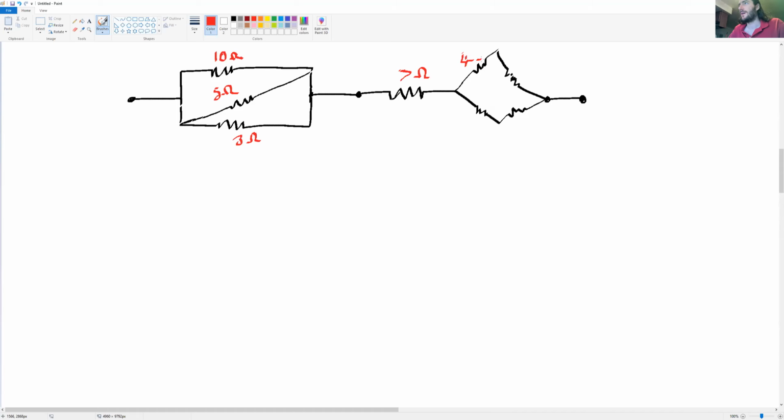4 ohms here, 2 ohms, 3 ohms, and 11 ohms. Okay, what is Req for this circuit? And then after this, we'll go ahead and do a CEQ type of problem.